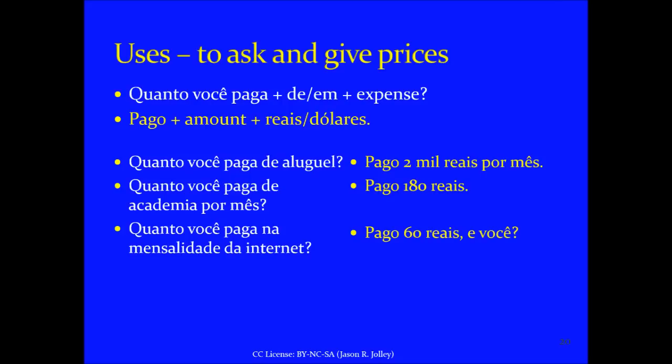A third way to talk about prices, a third formulaic structure to use, has to do with asking people how much they pay for a service, and usually in a given period. So for example, how much do you pay in rent? How much do you pay? What's your gym fee every month? Or what's your internet fee every month? Formula here would be quanto você paga de, and then the expense, or sometimes em, and the expense.